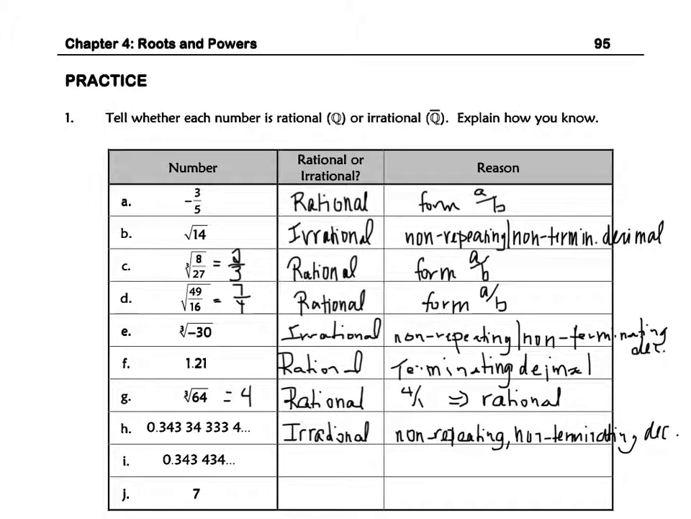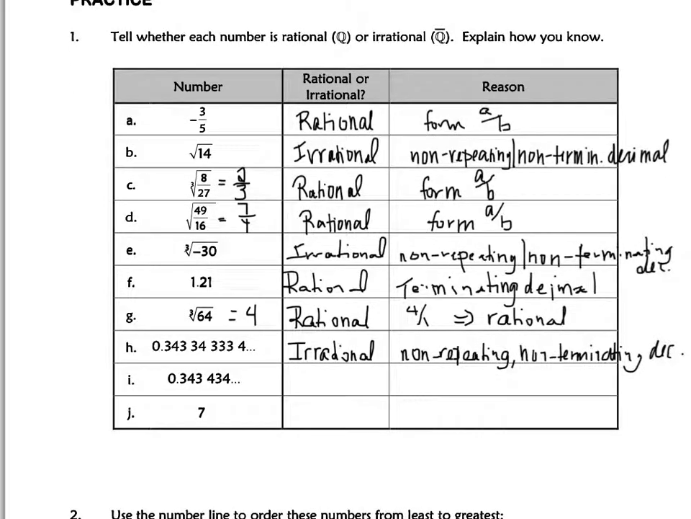The next one is 0.34 with the 3-4 repeating. You look at it, that's a repeating pattern, so we'd say that that would be rational. So we call that a repeating decimal. And the last one, 7, would be rational because it is an integer, which is a rational number. And integers can be written in the form of a over b by putting them over 1. So that would be a rational number.